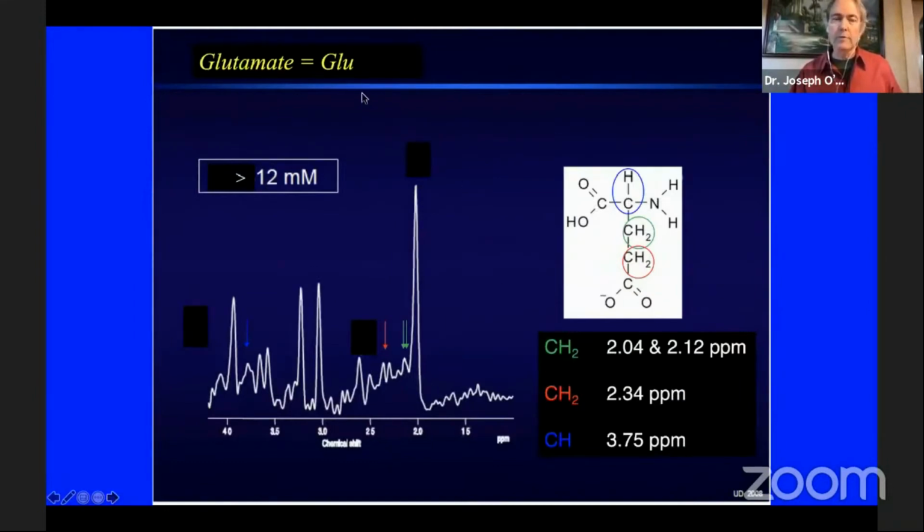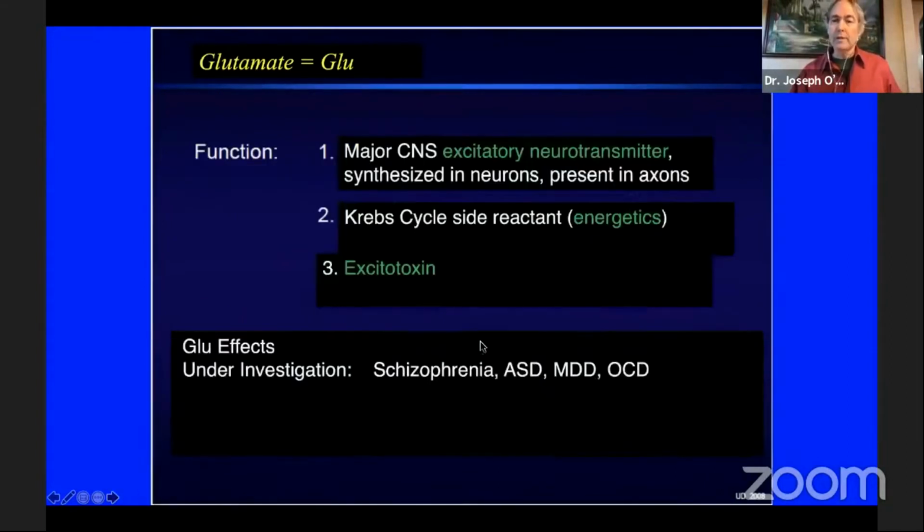The second metabolite that interests us is glutamate. It has some peaks along here in the spectrum. And glutamate, as you know, is the major central nervous system excitatory neurotransmitter.